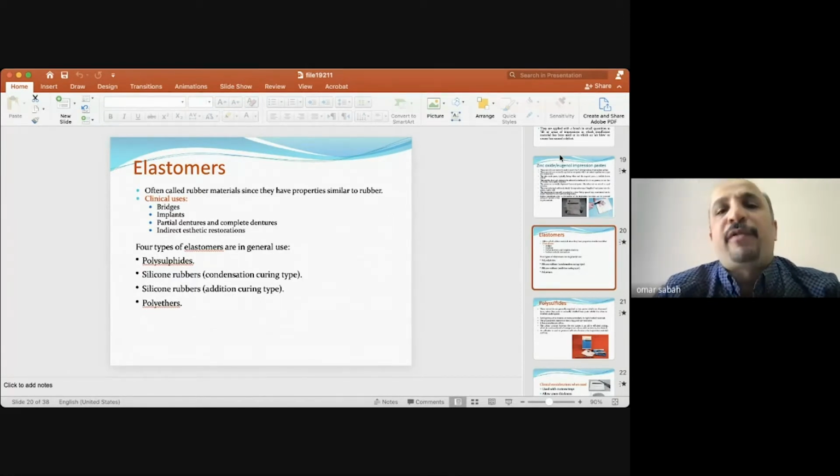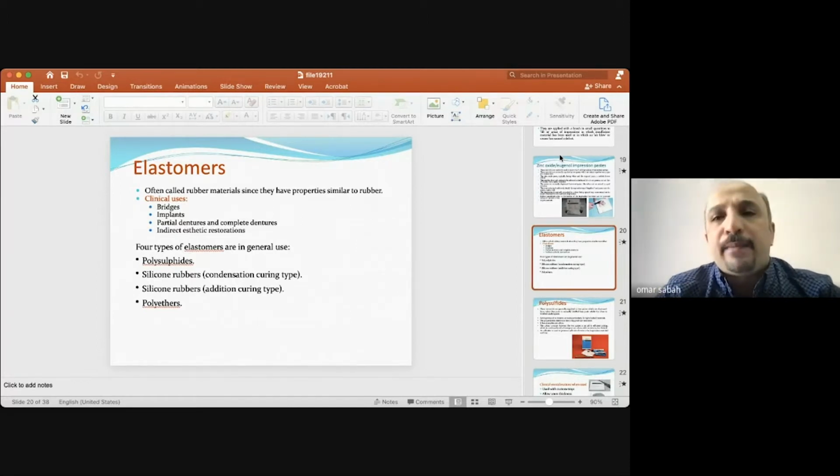So from this point, I have a variety of materials that I can use for the best selection for the patients. If you make a good diagnosis of the patient, you can select a good impression material.